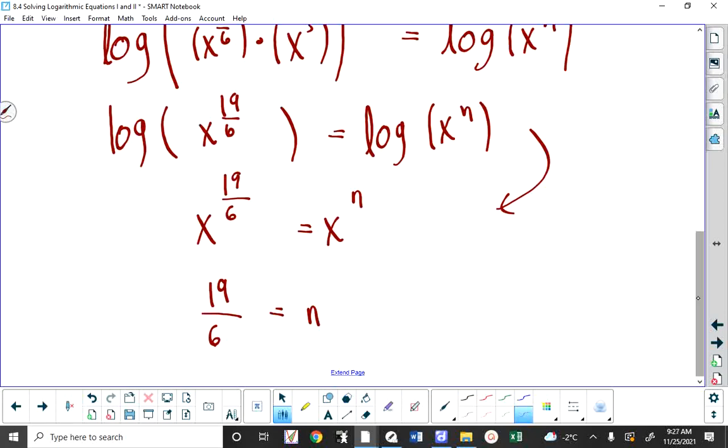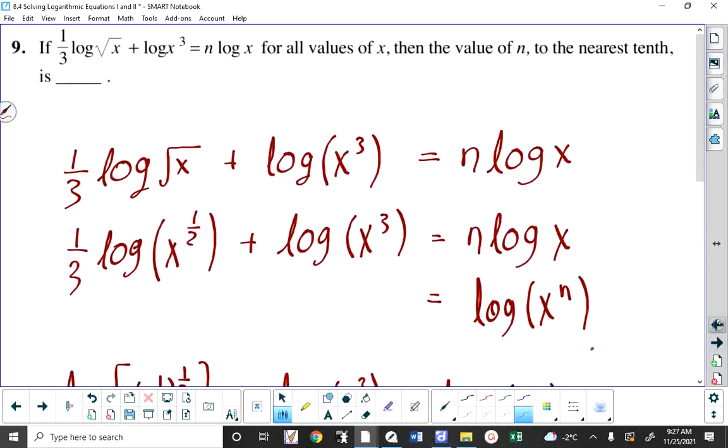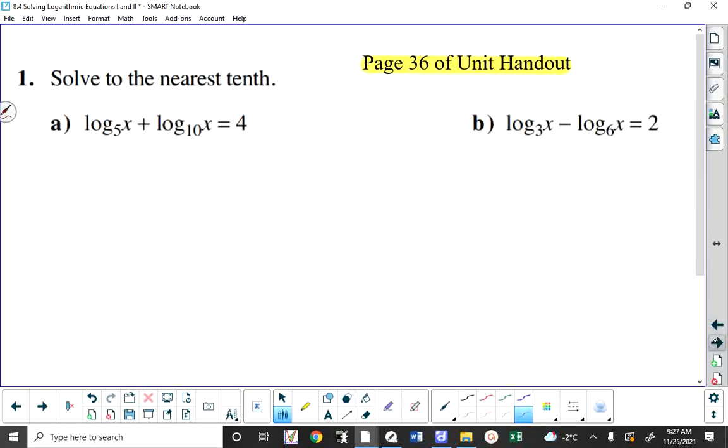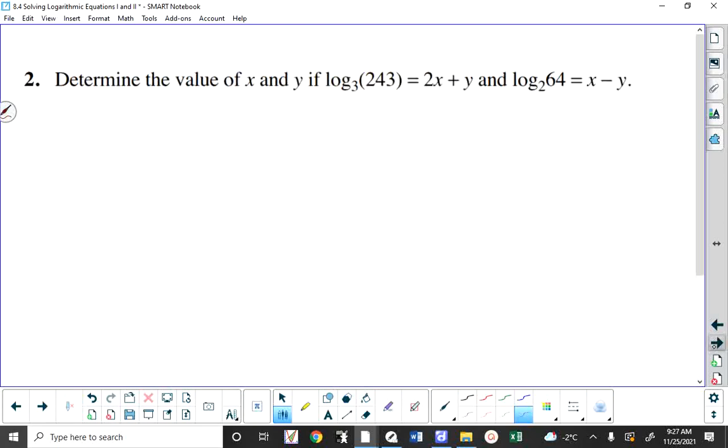Page 36, question 2. Okay, so determine the value of x and y if, and I'm just going to stop there. At this level, anytime you have a question which begins with determine the value of two things, it's most likely going to be the case that you have to solve a system of equations.